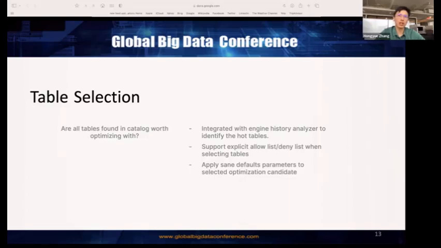But the answer is actually highly dependent on the business needs. What worked best for us in the past is judging by the historical trend. So we built an integration with the Spark listener and the Trino query event to identify the hot tables and partitions that benefit the most from optimization. But we all know the past doesn't represent the future. So we also support an explicit opt-in and opt-out mechanism so that we can cover the tables we know for certain.